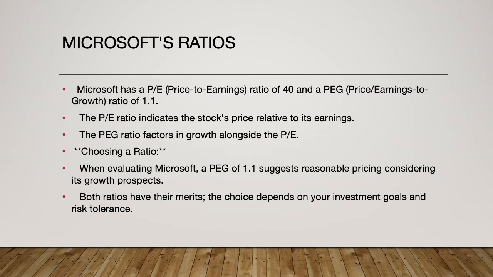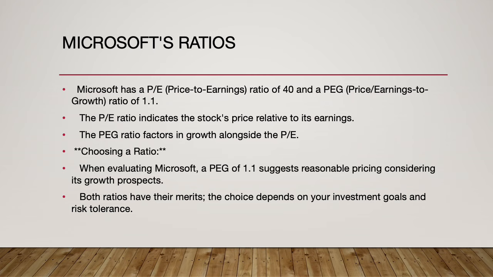Microsoft's ratios. Microsoft has a PE, price to earnings ratio, of 40 and a PEG, price to earnings to growth ratio, of 1.1. The PE ratio indicates the stock's relative price to its earnings. The PEG ratio factors growth alongside the PE.